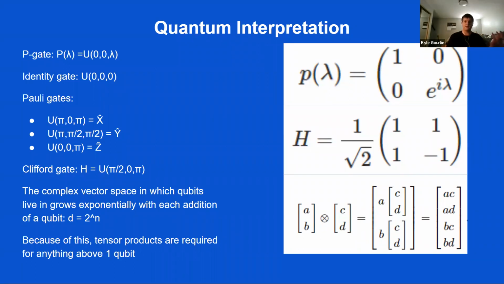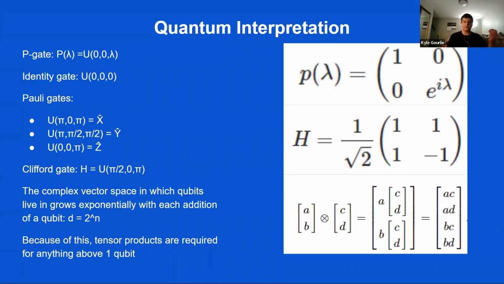Now, the complex vector space in which the qubits live will grow exponentially with each addition of a qubit, where d, the dimension of our complex system, equals 2 to the power of n, where n is the number of qubits. Morgan earlier stated that IBM, or Google, was using a 50 qubit system. 2 to the power of 50 is about 10 to the power of 15 states involved. So even with 50 qubits, it gets pretty complicated quick.